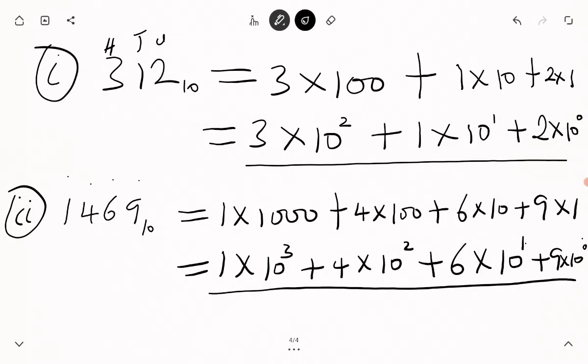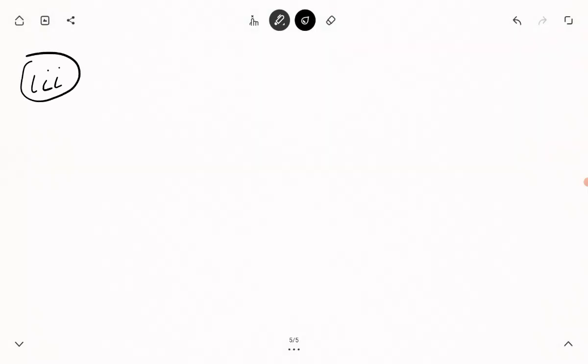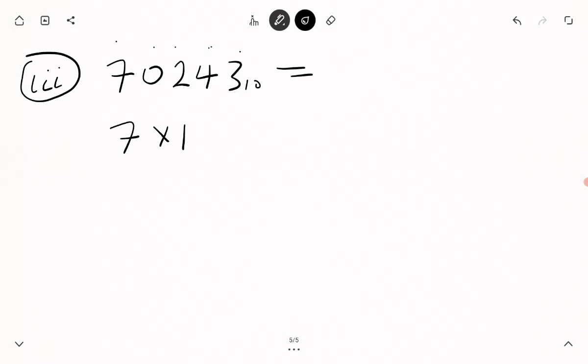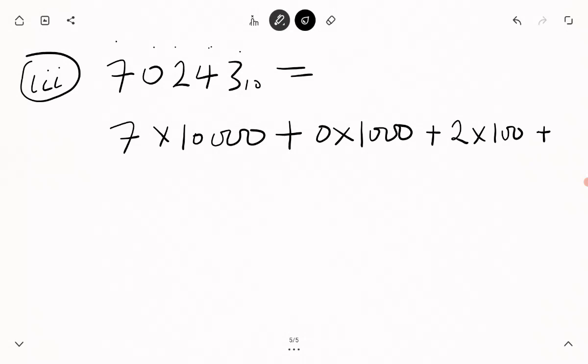Then we now go to the last one, which is number 3, where we have 7, 0, 2, 4, 3. This is in base 10. So this is equal to 7 times 10,000 plus 0 times 1,000 plus 2 times 100 plus 4 times 10 plus 3 times unit.